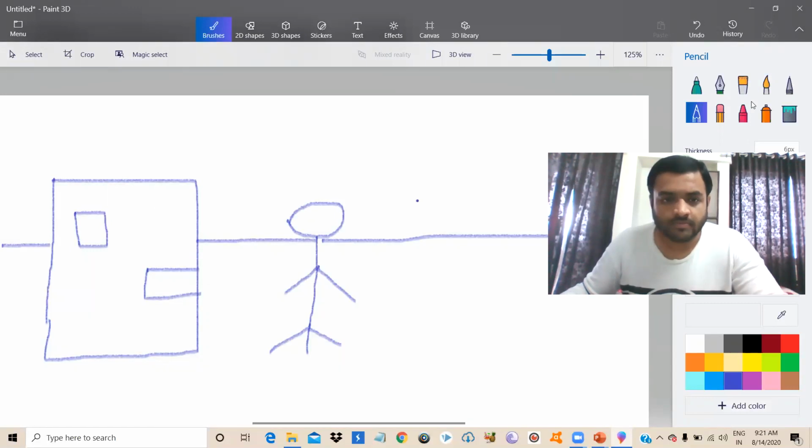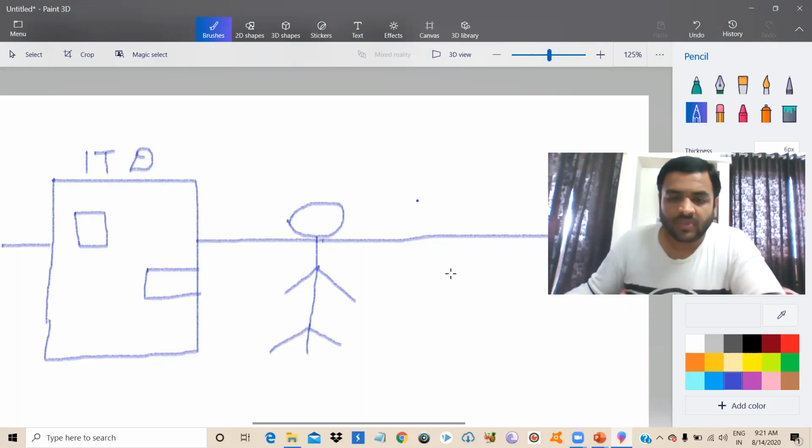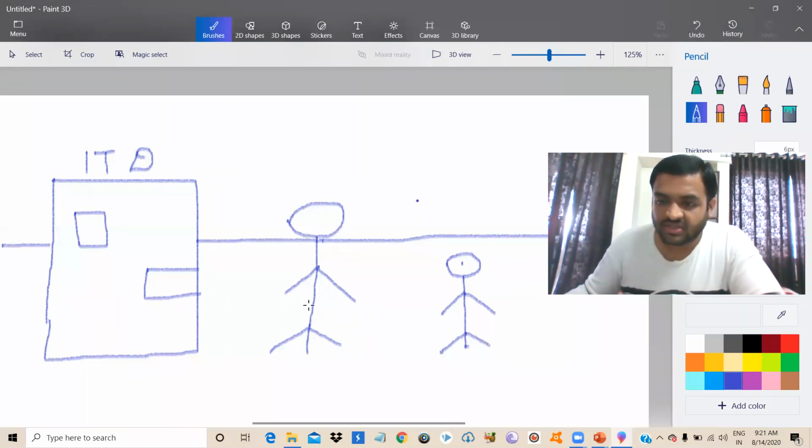Now, this is a security guard, and this is the IT department. This is an unauthorized user. If this person wants to go into the IT department, first he will be stopped by the security guard for authentication. Unless and until he gives valid proof of his identity, the security guard will not let him inside the IT department.